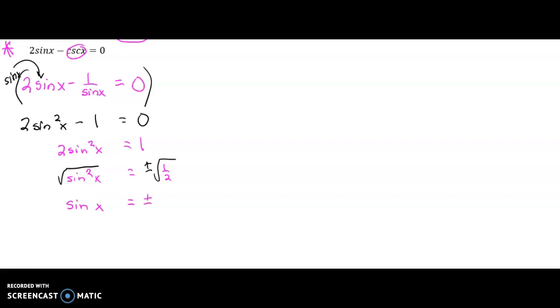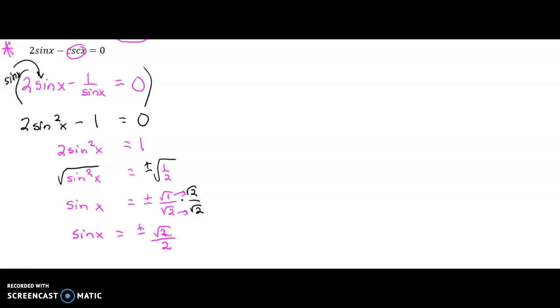Equals positive, negative. That's actually like the square root of 1 over the square root of 2 if we broke it up. You're not allowed to have square roots in the bottom of a fraction, so we multiply by square root of 2 over square root of 2, and we end up with sine x is equal to plus minus. We multiply straight across the top. That would give us the square root of 2 over 2.